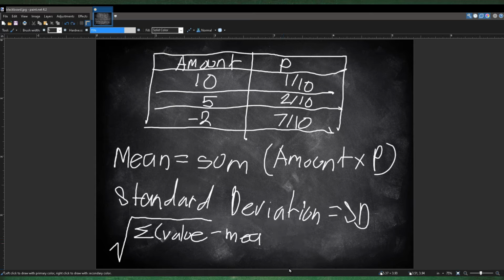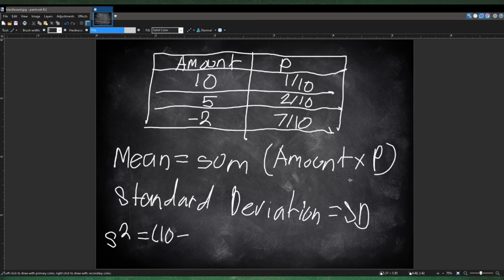So following that, I'll show you the work. It's pretty simple always. Actually, let's write it as s first. S squared is equal to this, because you have to square root it afterwards, so you just need to find s squared first. The first number is 10, so it'll be 10 minus the mean, which is 0.6, as we said before, and then you square it, because you want the standard deviation to be positive.